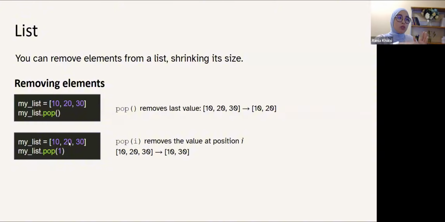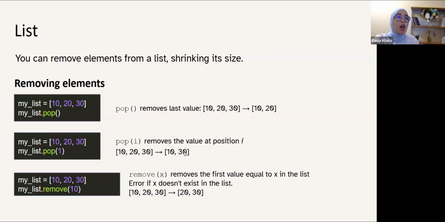So here I will use pop and give the index. Pop 0 will remove 10, pop 1 will remove 20, and pop 3 will remove the last element. Not giving an index will probably have the same effect. So in this case, we are going to use pop 1, which is going to remove the 20 from the list, so we will have 10 and 30.